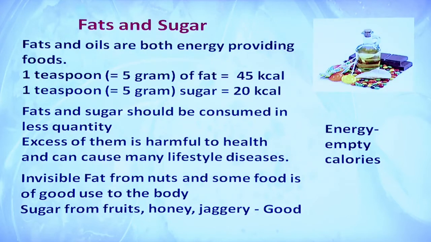The next food group, or the fifth food group, is fats and sugar. It is very rich in energy, but on the right side you will see energy, but only empty calories. Fats and sugar do not provide any other kind of nutrients. You will see here an example: 1 teaspoon is equivalent to 5 grams of fat, which gives you 45 calories, and 1 teaspoon of sugar gives you 20 calories.